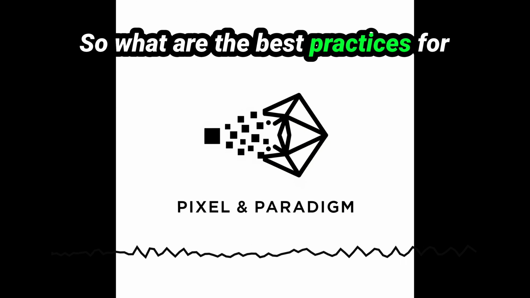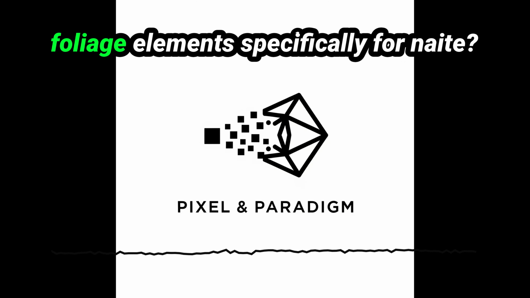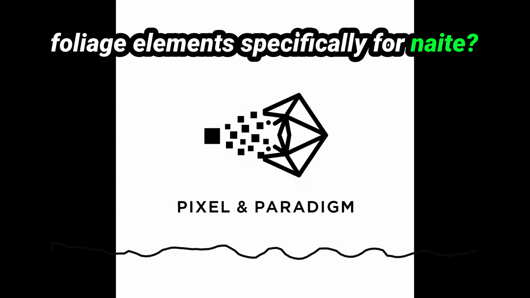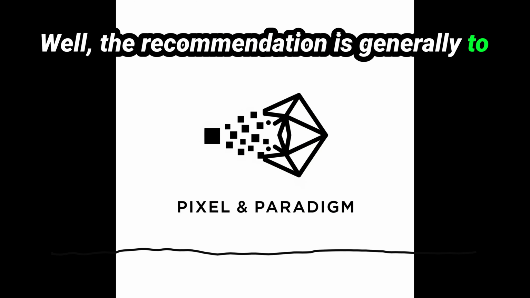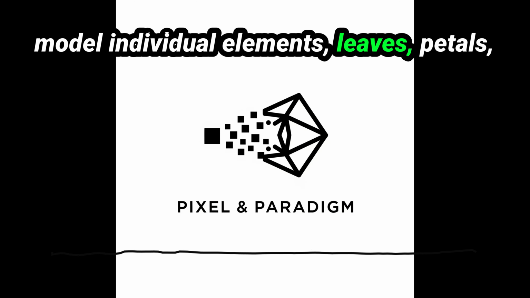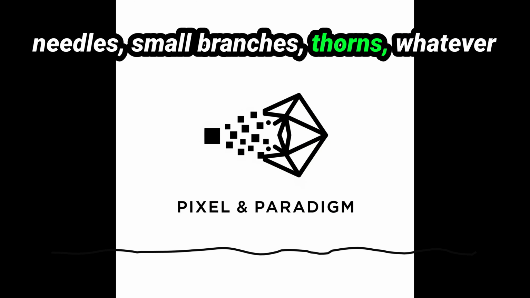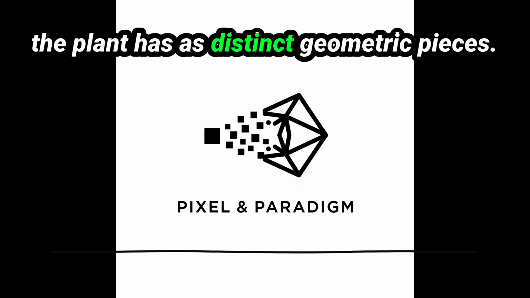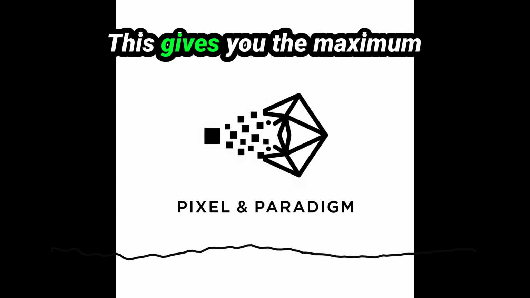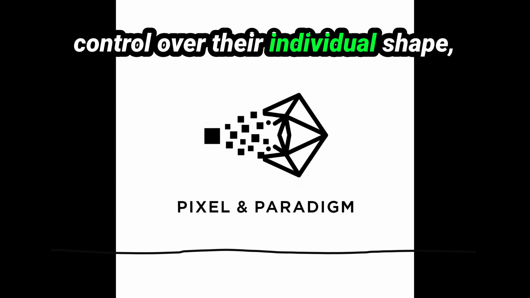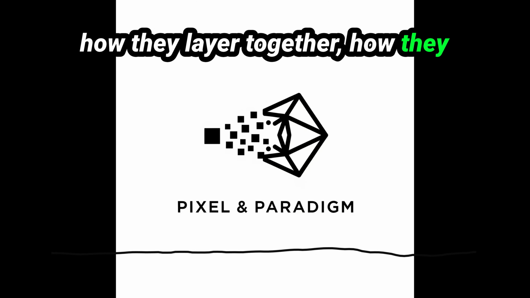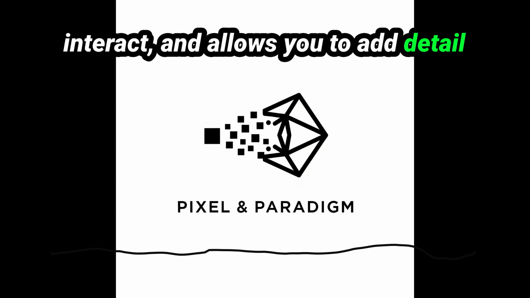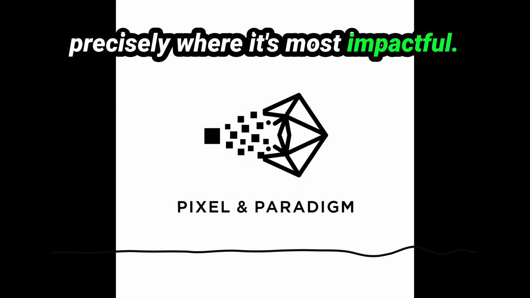So what are the best practices for actually modeling these high poly foliage elements specifically for Nanite? Well, the recommendation is generally to model individual elements, leaves, petals, needles, small branches, thorns, whatever the plant has, as distinct geometric pieces. This gives you the maximum control over their individual shape, how they layer together, how they interact, and allows you to add detail precisely where it's most impactful.